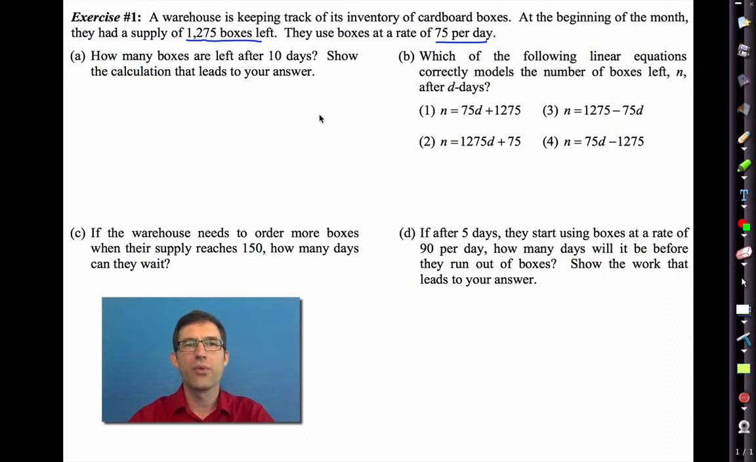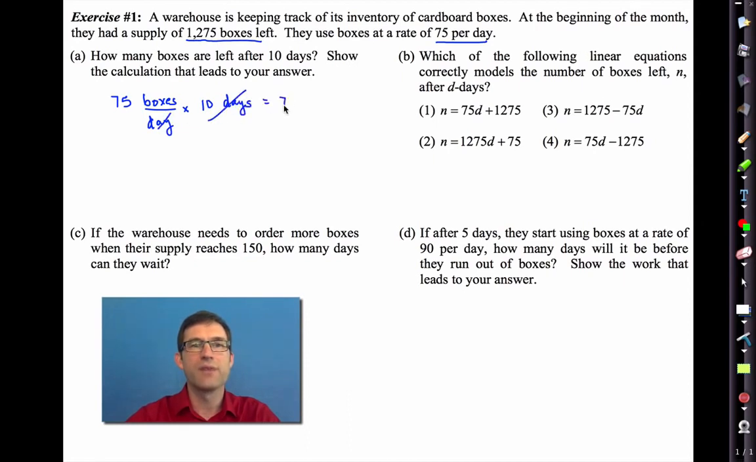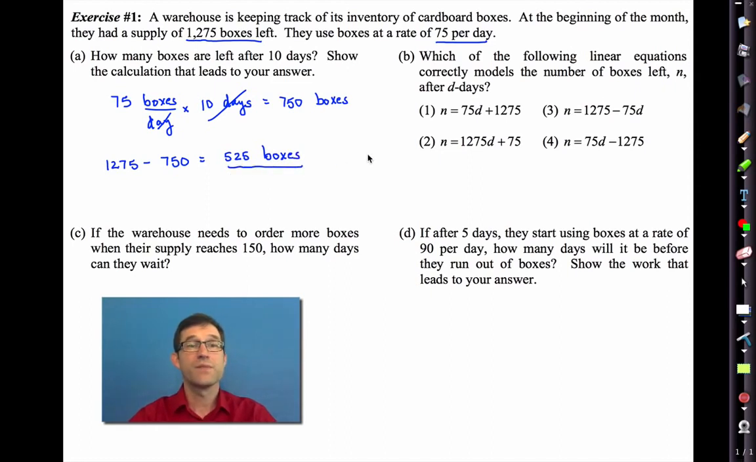All right, let's go through it. Well, for a lot of students, they're going to do the following. They're going to say, well, all right, I use up 75 boxes per day, right? 10 days have gone by, and that means that we've used up 750 boxes. But of course, we started with 1,275 boxes. So we subtract off the 750, and we find 525 boxes are left. Okay? So after 10 days, 525 boxes are left.